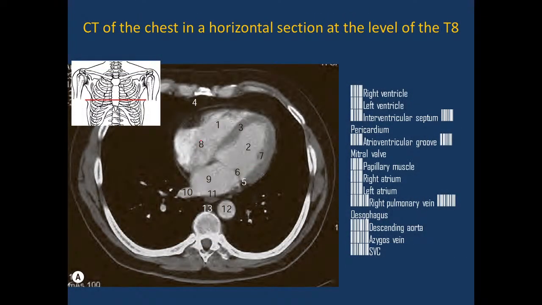CT scan at the level of T8. This is the 8th thoracic vertebra. We see also all chambers, right ventricle, right atrium, left atrium, and left ventricle, and all structures. Here number 6 is a mitral valve. Here it is correct, but number 8, what is it? Papillary muscles. So the tricuspid valve is not visible. It should be here. Here mitral is visible, but tricuspid is not. Okay?